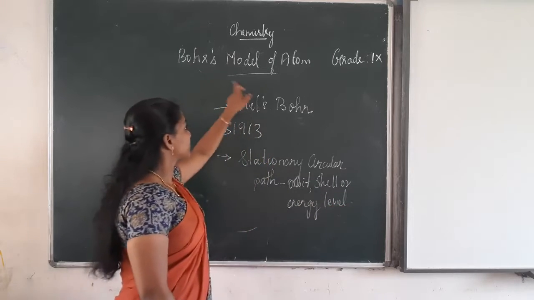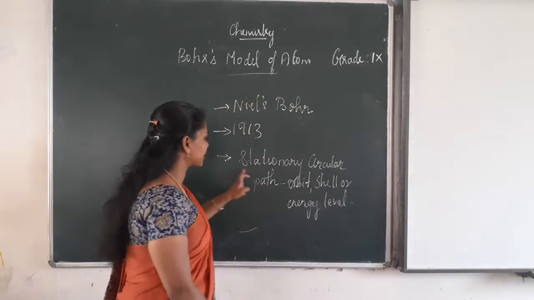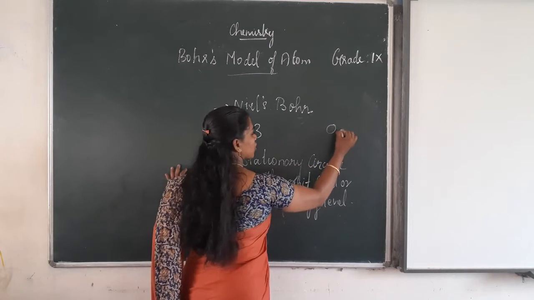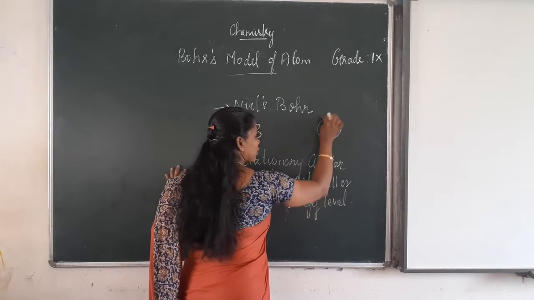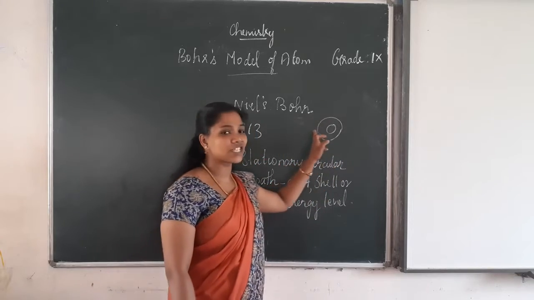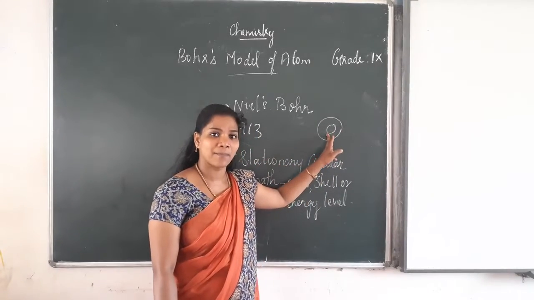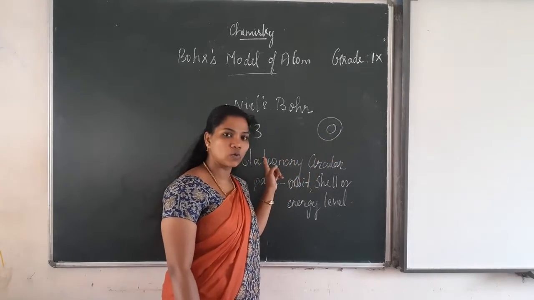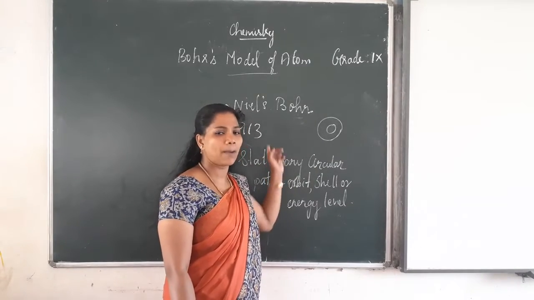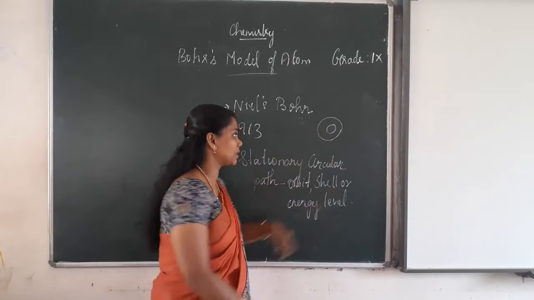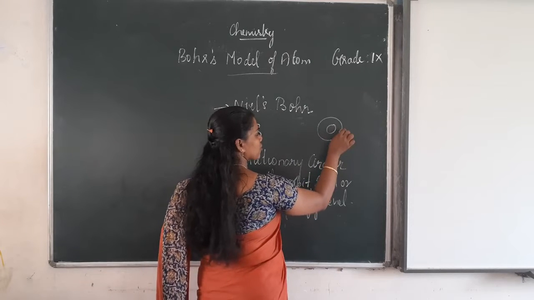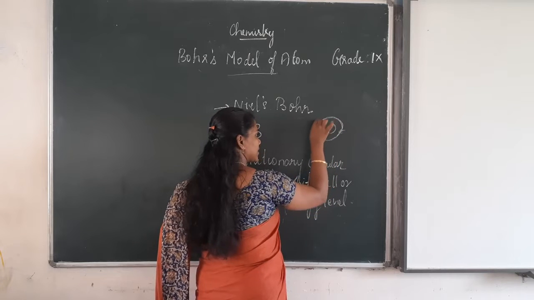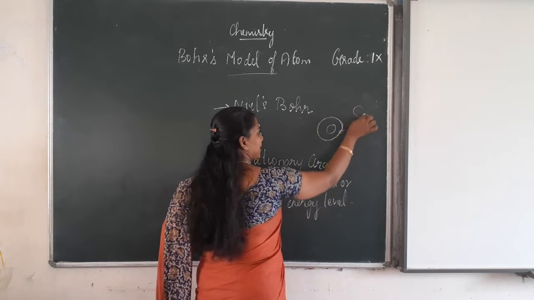So in Bohr's model of atom, the first postulate explains that the electrons revolve around the nucleus only in stationary circular paths. They remain in the same orbit, unlike the Rutherford model. It does not move up and down. It only rotates in the stationary path. For example, if this is the electron, this electron always circulates only in this path. It does not move up and down.